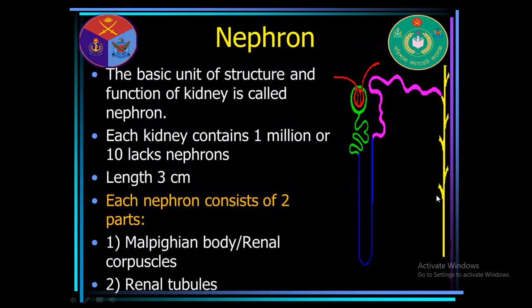Nephron. The basic unit of structure and function of the kidney is called the nephron. This is the structure of a nephron, and each kidney consists of 10 lakh nephrons. Its length is 3 centimeters. Each nephron consists of two parts: the Malpighian body or renal corpuscle, and the renal tubules. This is the Malpighian body or renal corpuscle, and this is the renal tubule.